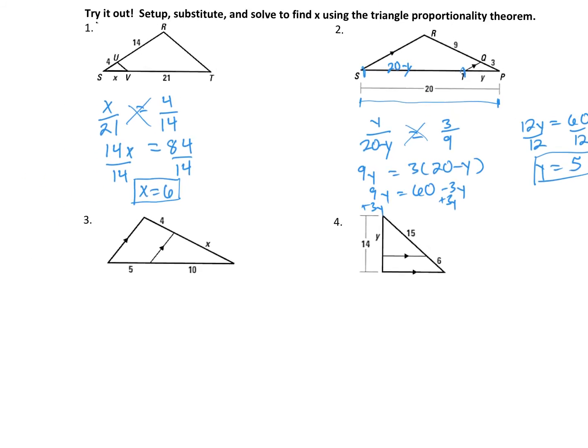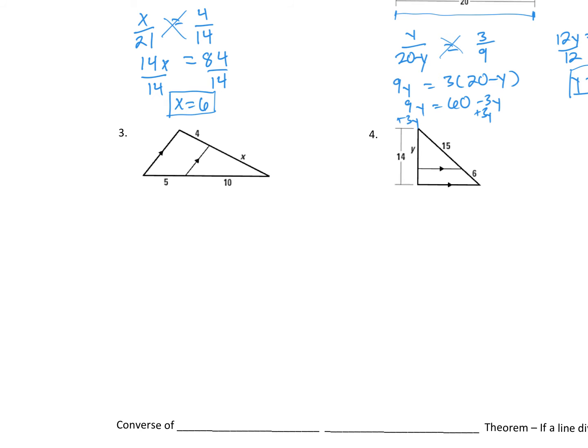All right, let's go on, try this next one. We have x over 4 equals, now it's 10 over 5. So let's cross multiply. This gives us 5x equals 40, divide by 5, divide by 5, x equals 8.